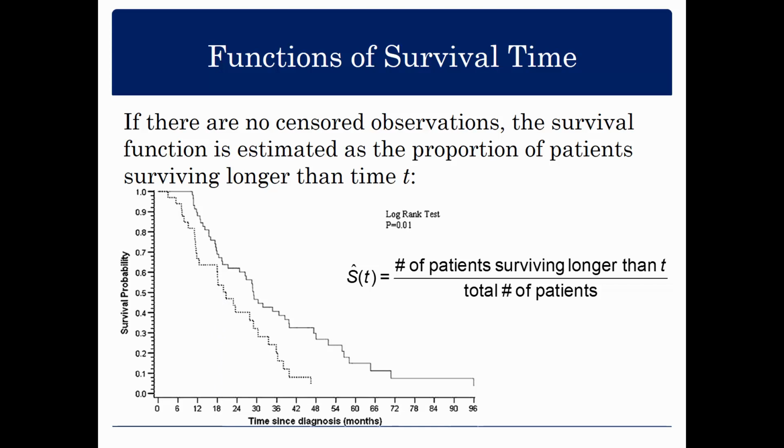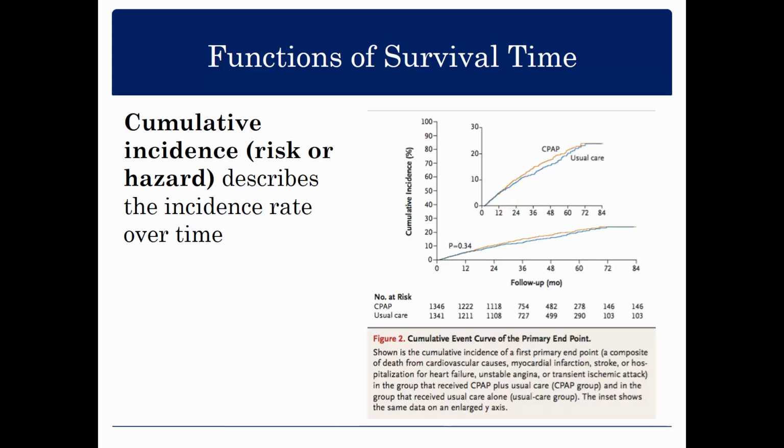50% of individuals survive beyond 18 months in this treatment, compared to 50% of individuals surviving almost 30 months, if I'm drawing my line correctly, a little bit less than 30 months in the competing treatment. So there are lots of different things that you can say just by visualization of this survival function. And again, this is generated by the Kaplan-Meier method, which is an estimate of the survival function.